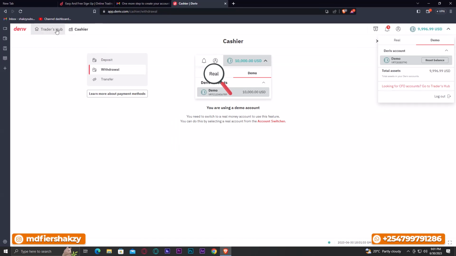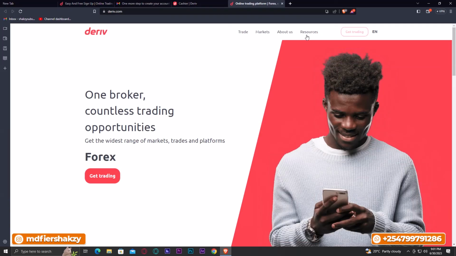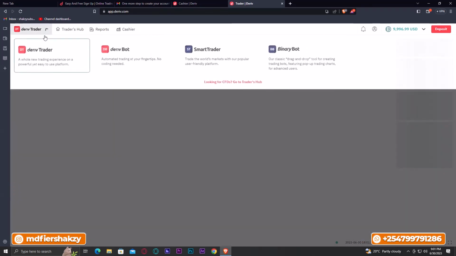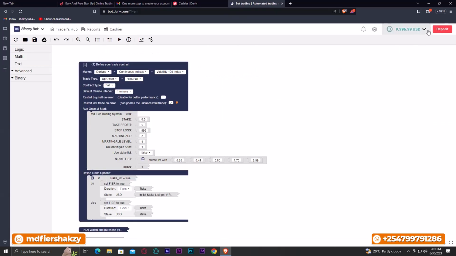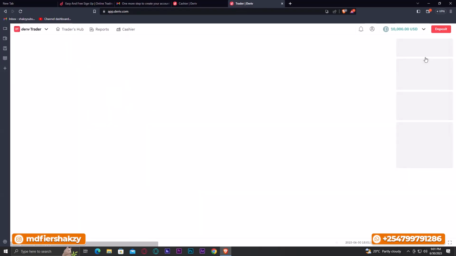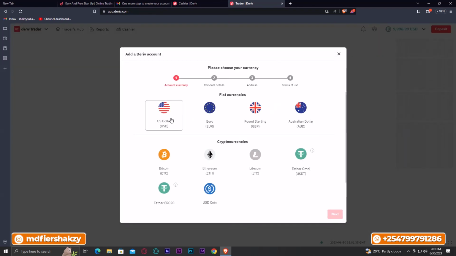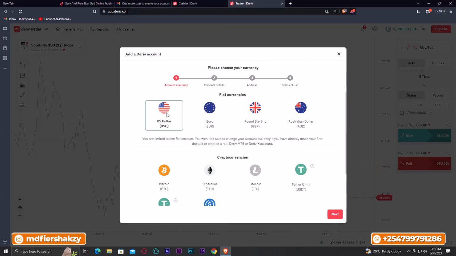So let us go back to where we were on the trading platform. From there, I want to show you how to create your real account. You see here on the right, you can see the drop down arrow. When you click it, you can go to the real account, and then you see options and multipliers, and you add. We are trying to create the trading account for us, which is real. So add a Deriv account, and choose US dollars. Kindly choose the US dollars.